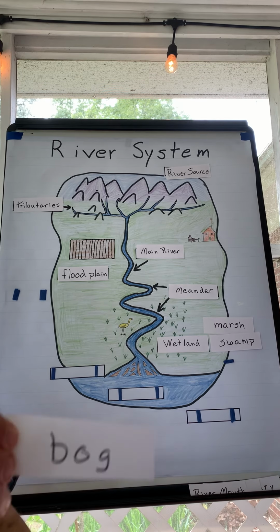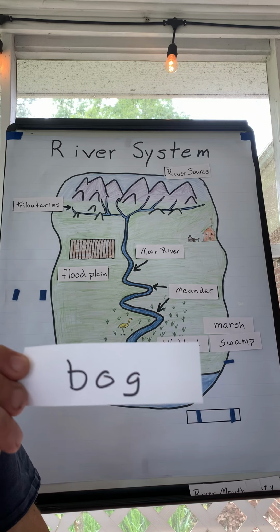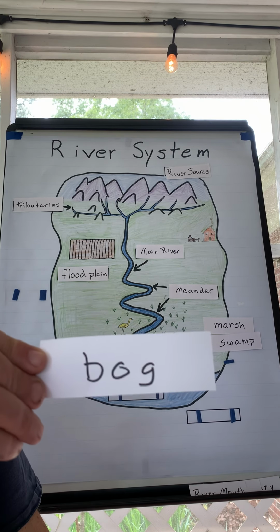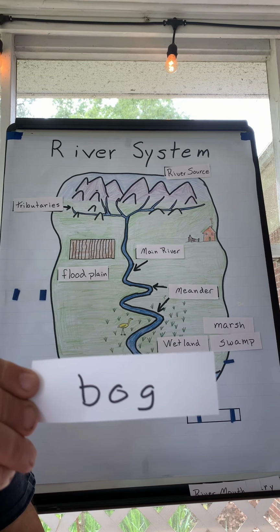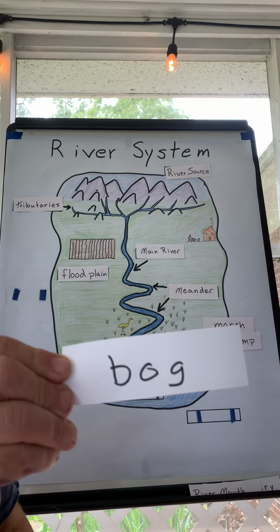Another type is called a bog. Now, this has got a lot of dead and decaying material in it called peat. And it's good for farming certain things, but not a whole lot. We don't have too many bogs in the Chesapeake area, but they do exist.